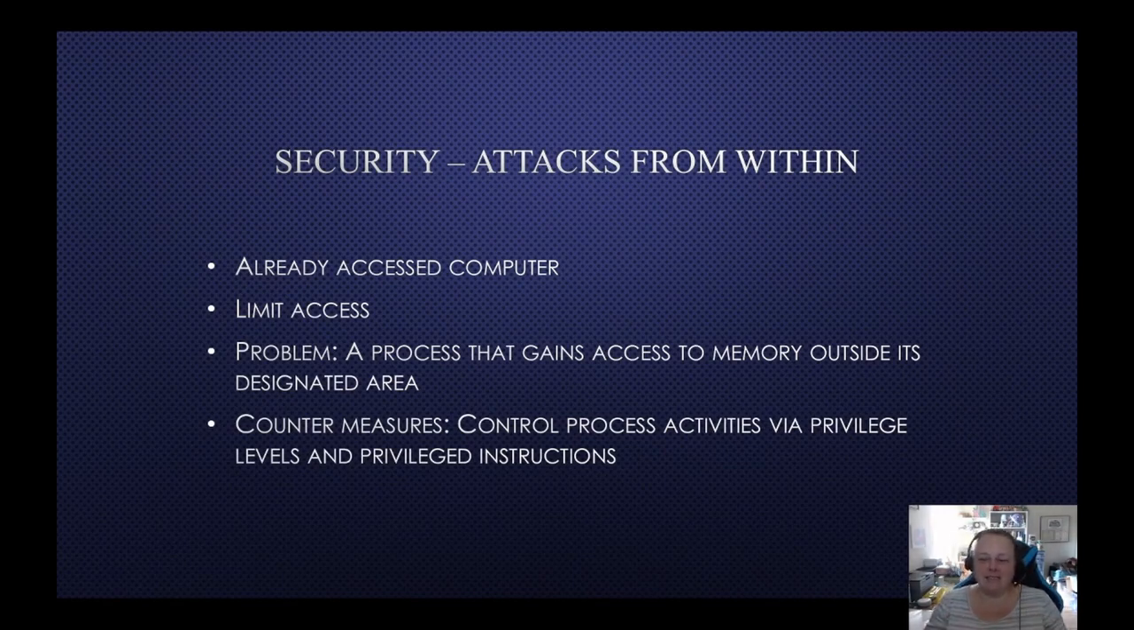To protect against this, operating systems have what they call privilege levels, and this is going to indicate what the user can and cannot do within your system. Along with your privilege levels, you have privileged instructions, which explain what the user can and cannot do. So those are some security prevention items that operating systems have already built into them.